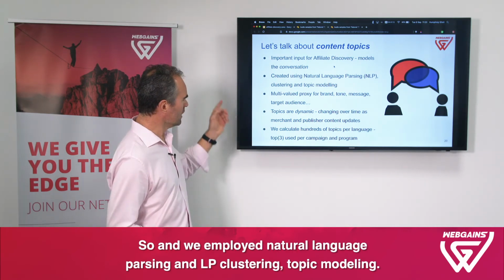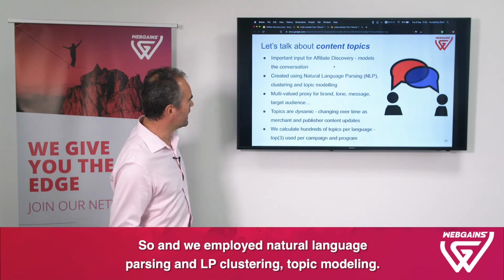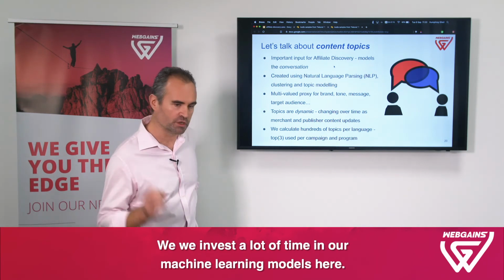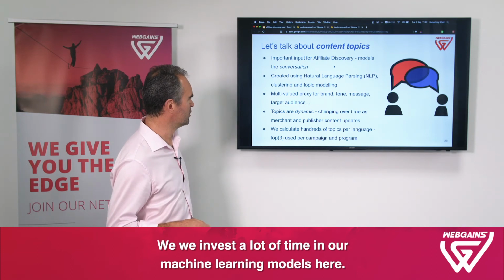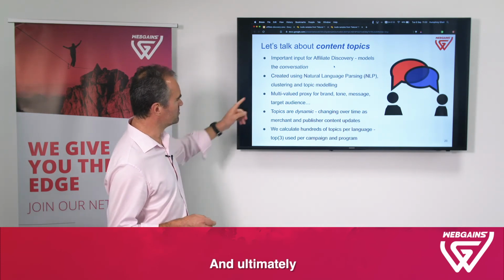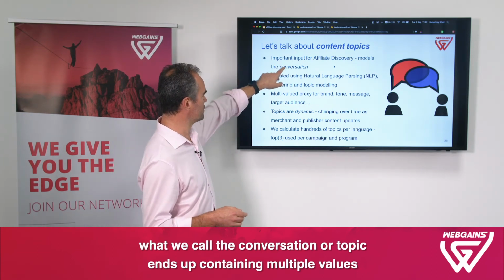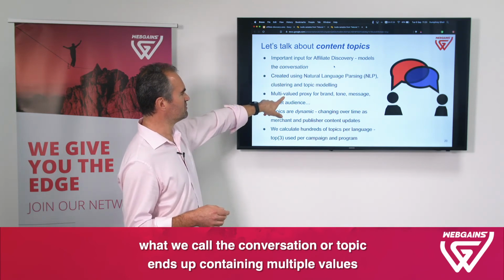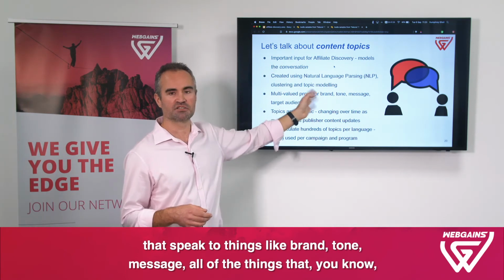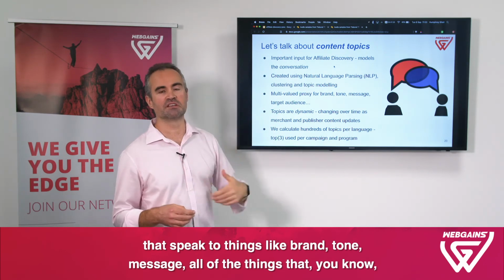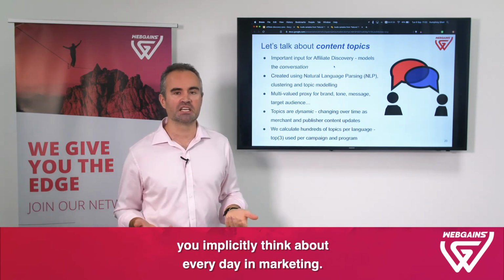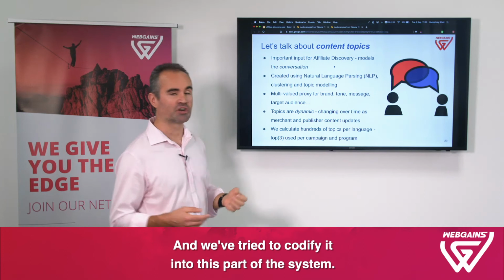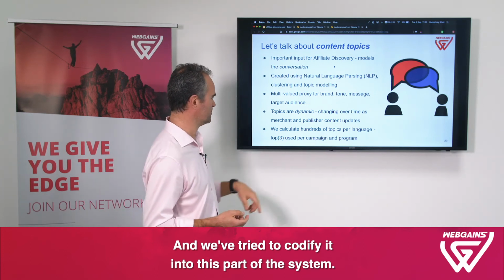So we employed natural language parsing, NLP, clustering, topic modeling. We invested a lot of time in our machine learning models here. And ultimately, what we call the conversation or topic ends up containing multiple values that speak to things like brand, tone, message, all of the things that you implicitly think about every day in marketing. And we've tried to codify it into this part of the system.